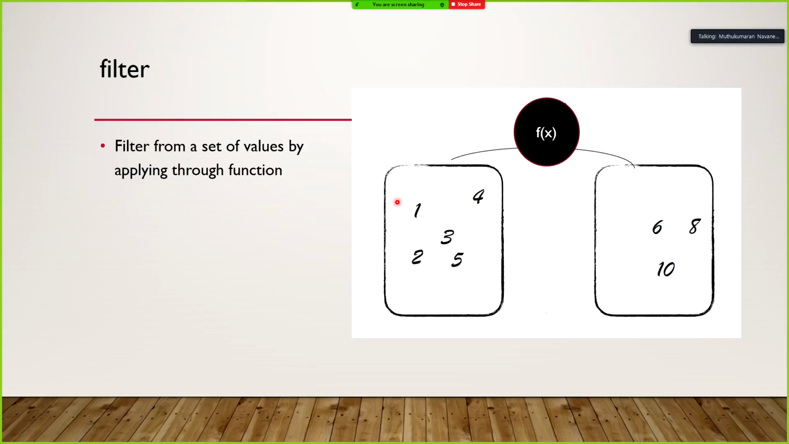We will go for filter. Okay, filter, by looking into this diagram, you can see that we are filtering certain elements. I have made this diagram very badly. I am supposed to have either 2, 3, 5. Unfortunately, it came with 6, 8, 10. Sorry for that. Okay, I will correct it.